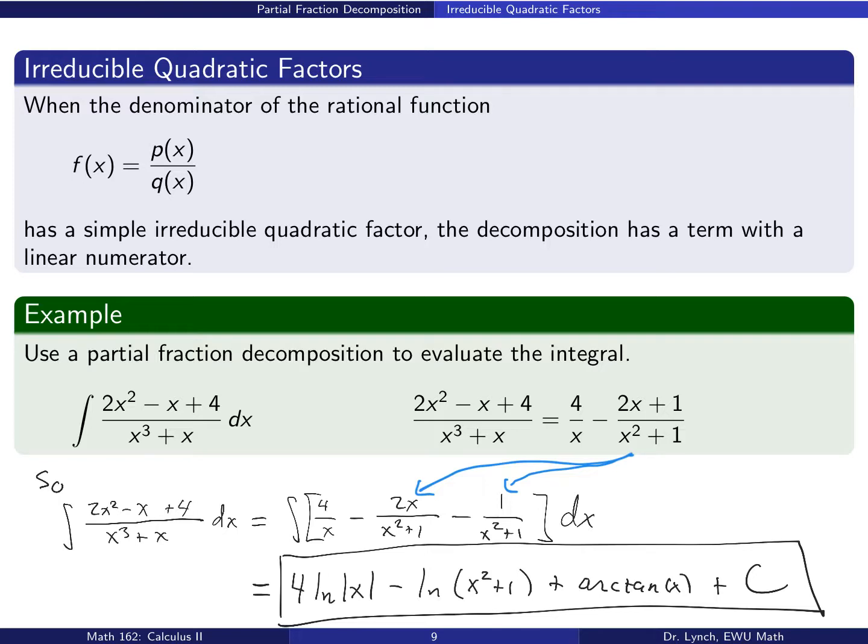4 times natural log of the absolute value of x minus the natural log of x squared plus 1 plus the arctangent of x. Oh, and that should be a minus sign, excuse me, let me fix that. So again, 4 natural log absolute value of x minus the natural log of x squared plus 1 minus the arctangent of x plus an arbitrary constant. Okay, great.